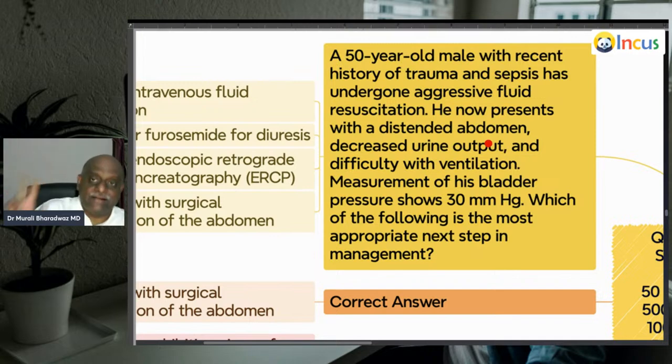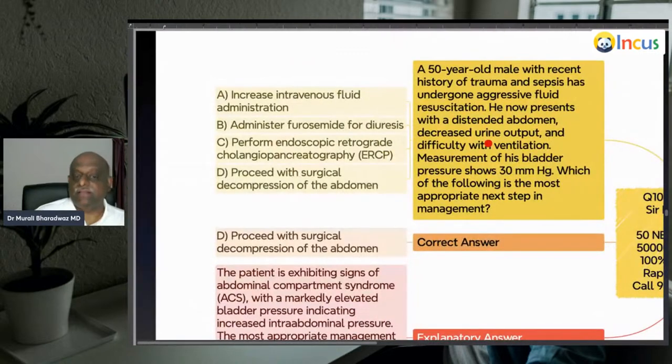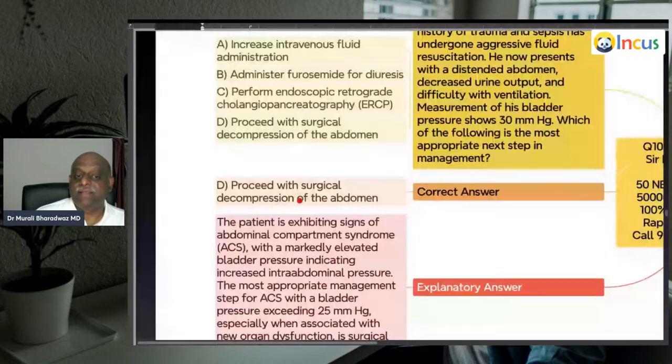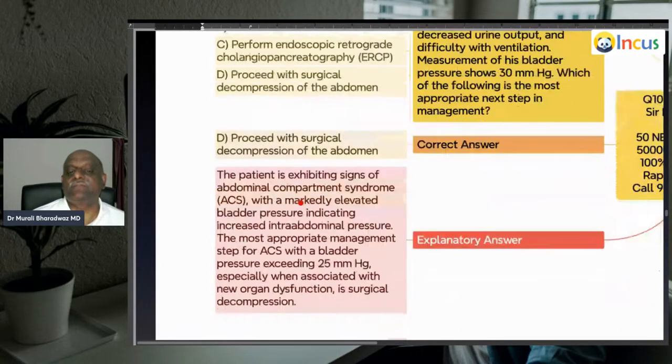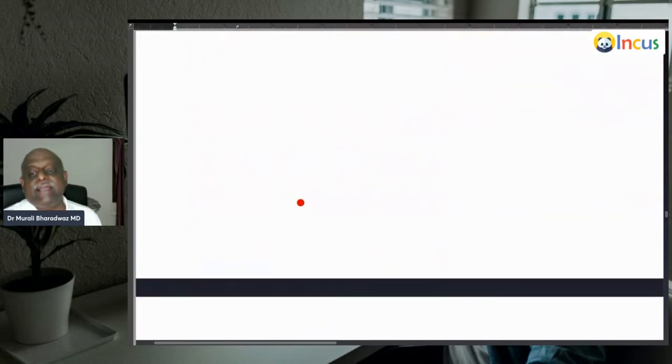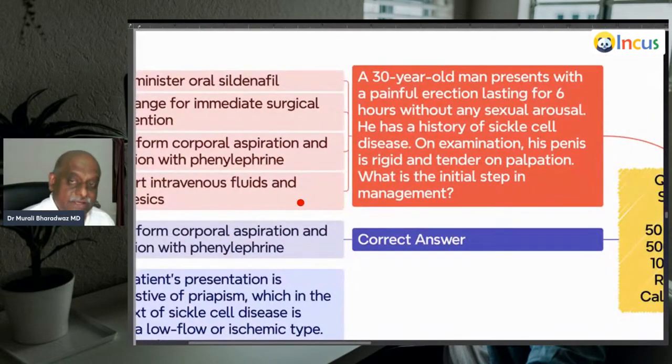A 50-year-old male with recent history of trauma and sepsis has undergone aggressive fluid resuscitation. He now presents with a distended abdomen, decreased urine output, and difficulty with ventilation. Bladder pressure is 30 millimeters of mercury. What is the next step? You need to do surgical decompression of the abdomen because it is a classical clinical scenario of abdominal compartment syndrome, where the bladder pressure exceeds 25 millimeters of mercury.